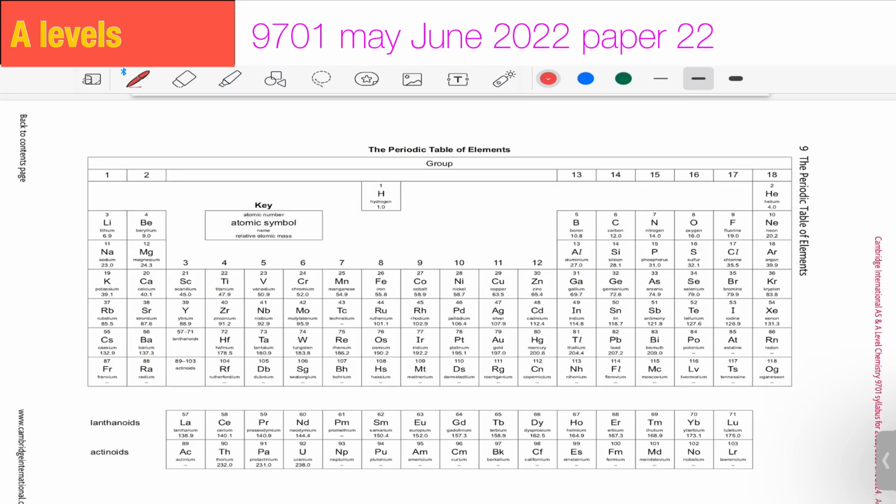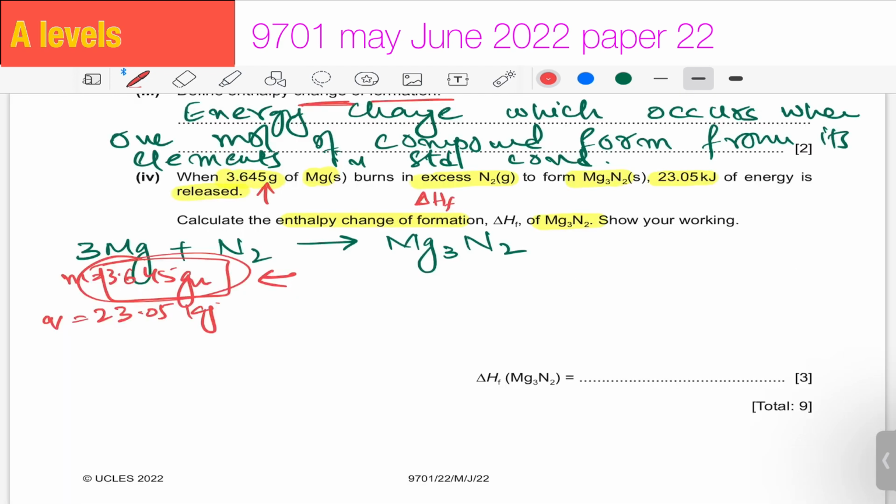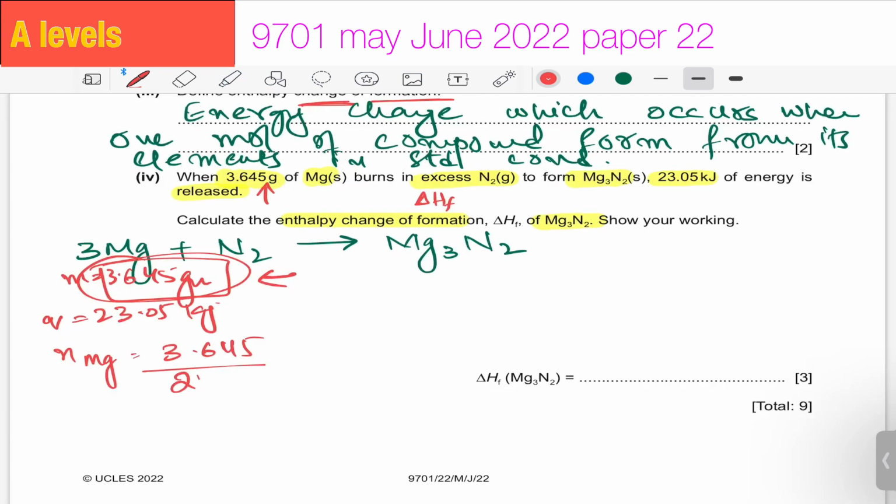So first convert the mass of magnesium into moles. For that we need the molar mass of magnesium, which is 24.3. So moles of magnesium would be 3.645 divided by 24.3, and that is equal to 0.15. So we have the moles of magnesium.